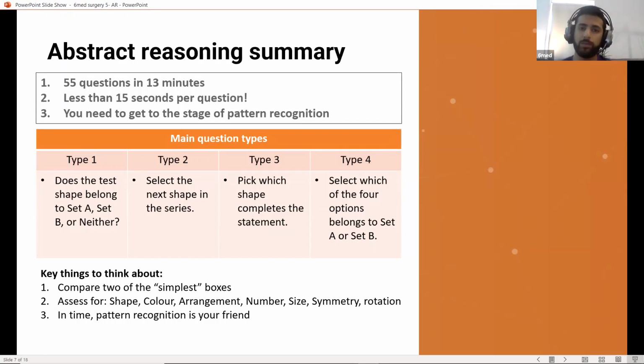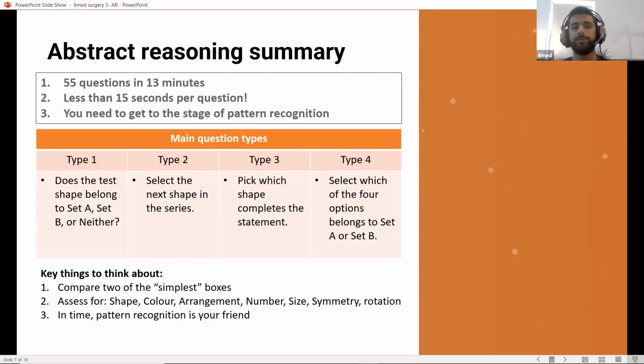So, general basic tip here, you don't need to look at the answer shape before you've worked out what the pattern is. Type 2 is select the next shape in the series. That's personally my favorite question type. I find those the easiest. That's just about knowing, can you work out the sequence of events that's happening, which tends to be with rotation and alternating colors and patterns and that sort of thing.